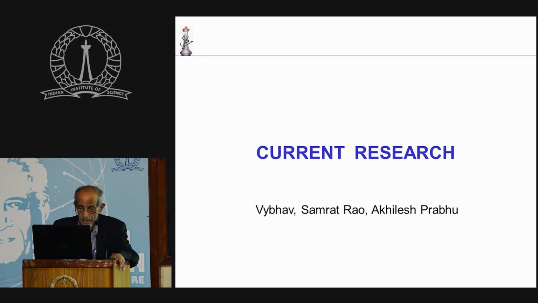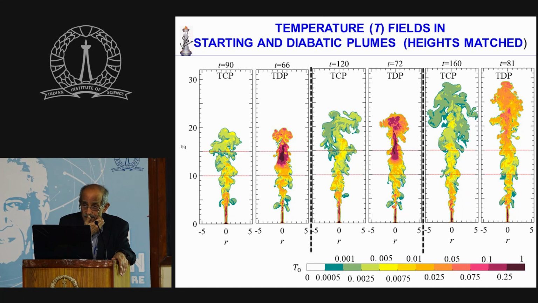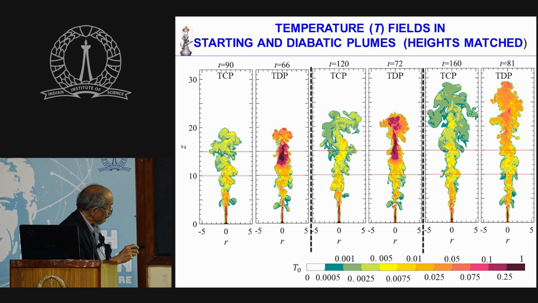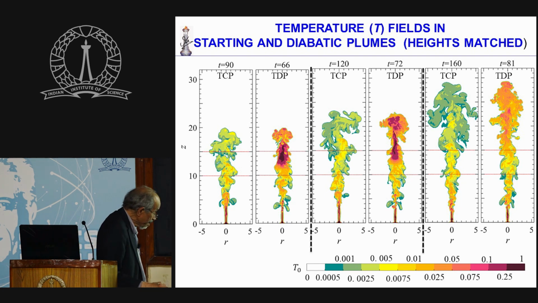Okay, what we're doing right now, and I'll take just a few minutes, I won't go into that in great detail. Here are some pictures now of computed solutions. These are not measured, these are computed from those equations that I had written down. The thing here, TCP, is a transient classical plume, no heating. TDP is a transient diabatic plume, there is heating. And these are the temperature fields. And you can see the difference here.